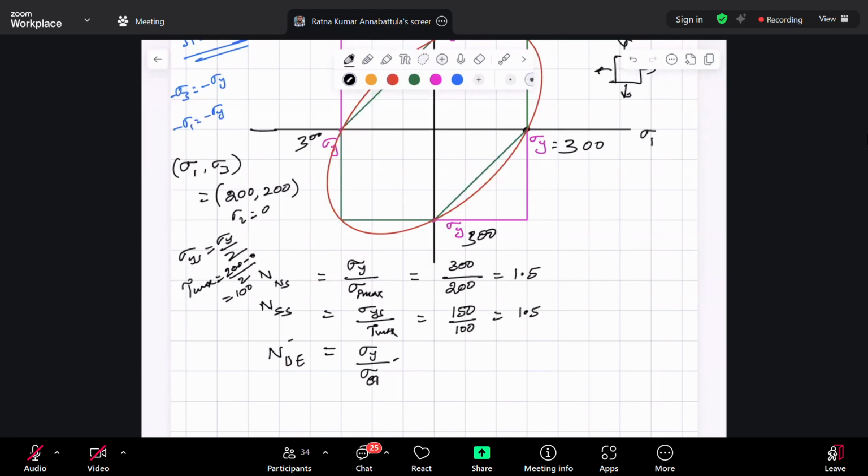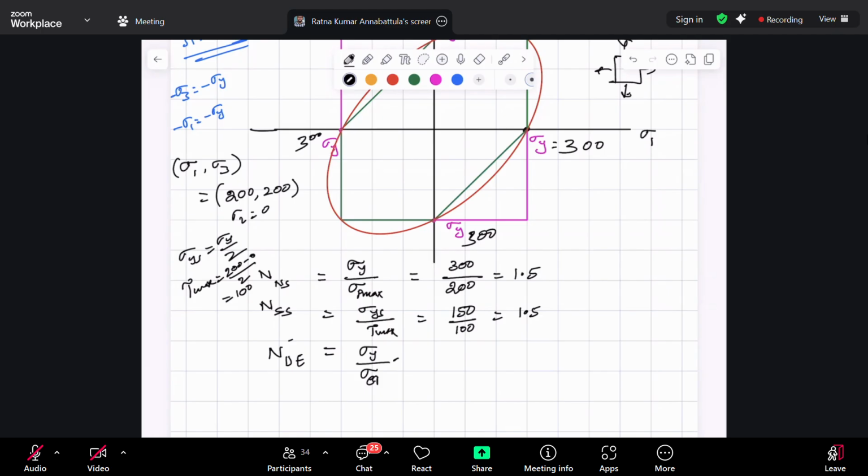Now, let us take a scenario where the loading is 200, 100. Sigma 1 is 200, sigma 3 is 100. What will be the factor of safety according to normal stress theory? Should be 1.5, because it is 300 by the maximum principal stress, which is still 200. How about shear stress theory? Shear yield strength is 150. Again, the minimum principal stress is 0, so tau max will be 100. That will still be 1.5.